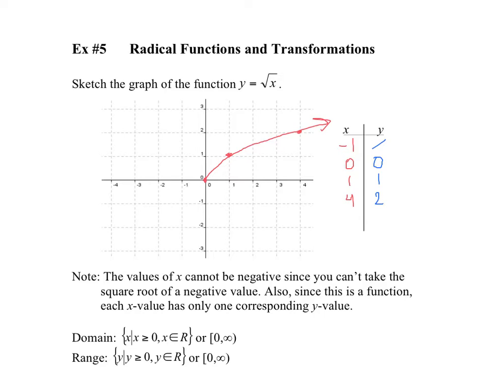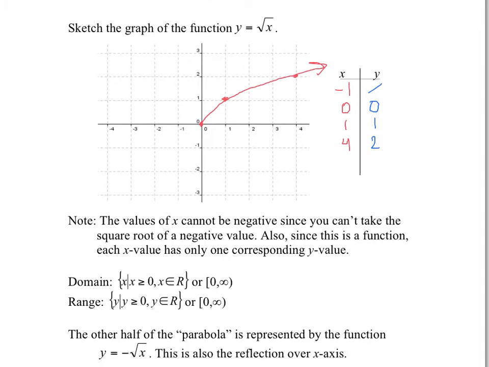All right. So as a note, and I just mentioned this already, the values of x cannot be negative since you can't take the square root of a negative value. Also, since it's a function, each x value only has one corresponding y value. Okay. We'll talk about that a little bit more in class. Alright, so characteristics of this function, the domain, this is proper notation, so for all values of x, x is larger or equal to 0, x is all the real numbers, which means x isn't just 0, 1, 2, 3, 4, it's all the values in between as well. Okay, so we'll talk about that notation in class too.